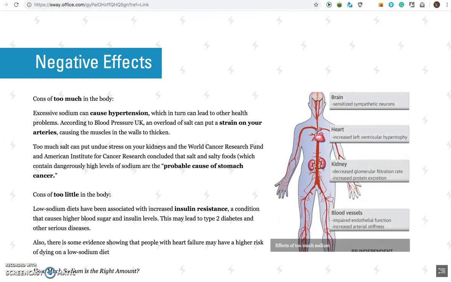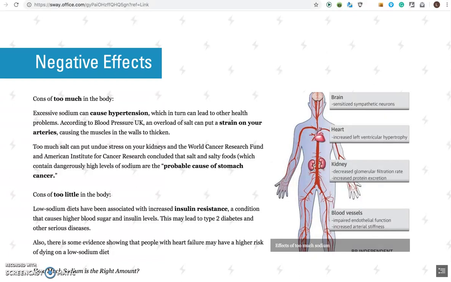Now for some negative effects of sodium. If you have too much sodium in your body, it can cause hypertension and lead to other health problems. An overload of salt can put a strain on your arteries, causing the muscles in the walls to thicken. Too much salt can put stress on your kidneys because they're trying to get rid of it. Now, there's a probable cause of stomach cancer.